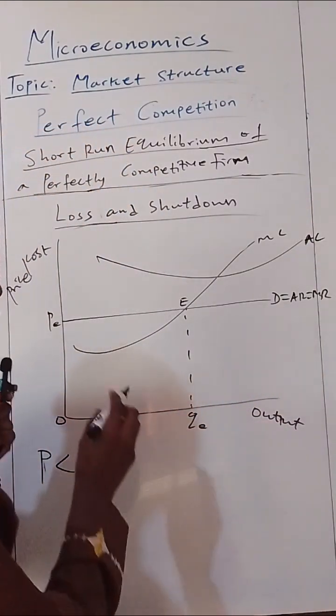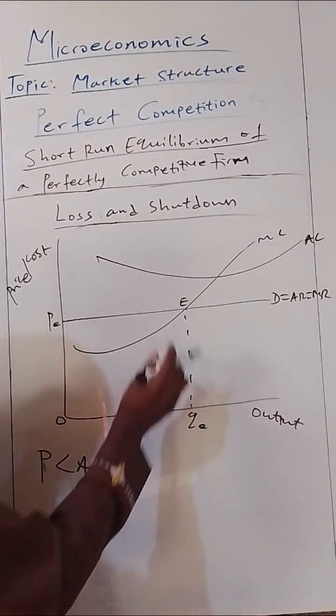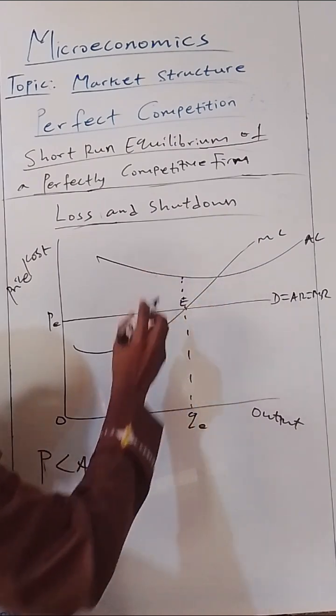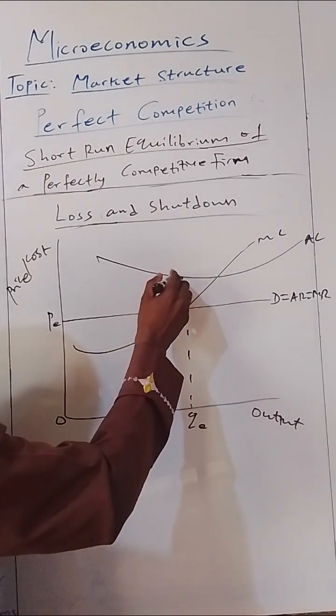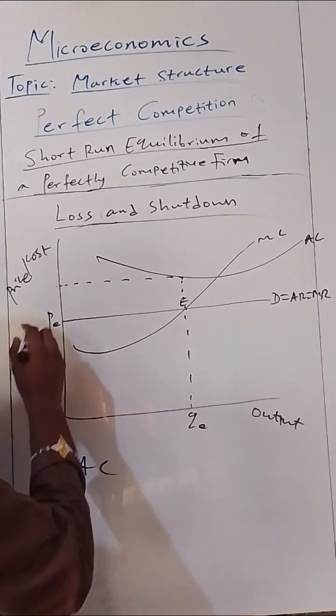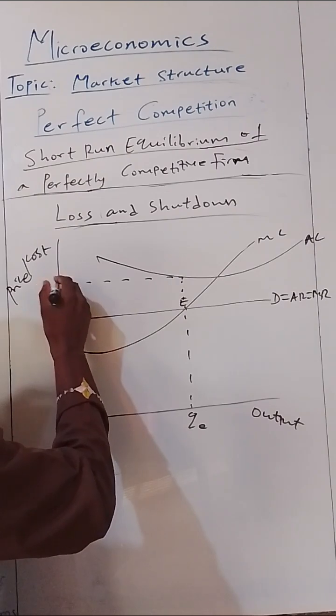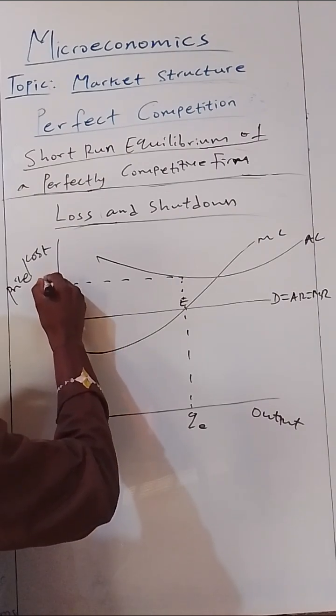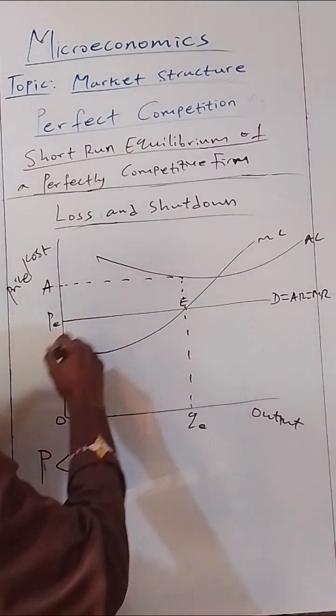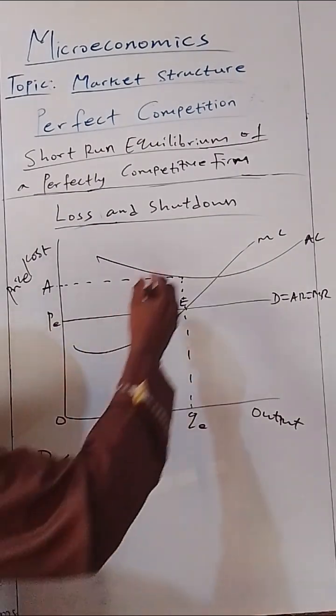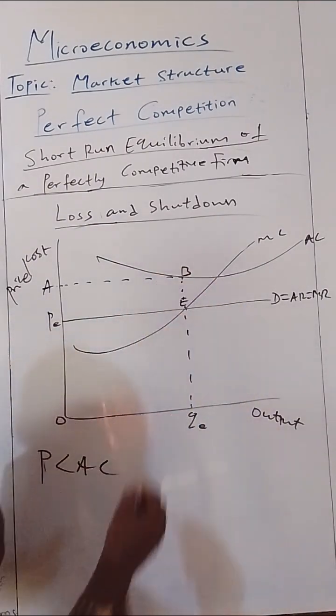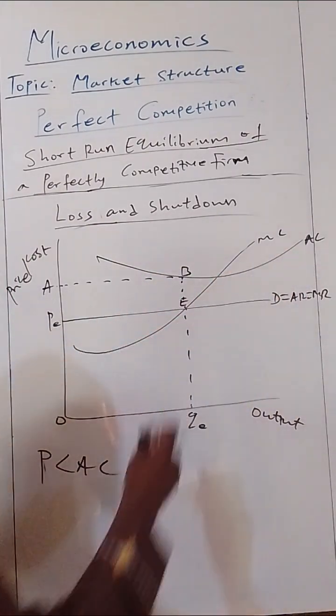If I want to know the average cost at this level of output, I have to trace it up. Where it touches average cost, I draw it to this side. Let me name it A. Let me call this B. This represents my average cost.